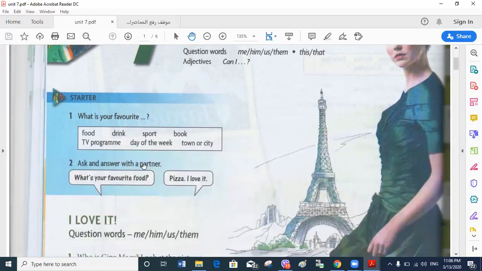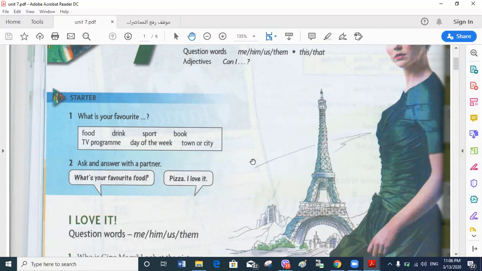Let's start with this question. What's your favorite food? So the answer is pizza. I love it. You can use the other questions and get the answers. For example, what's your favorite sport? So I can say football. I love it.